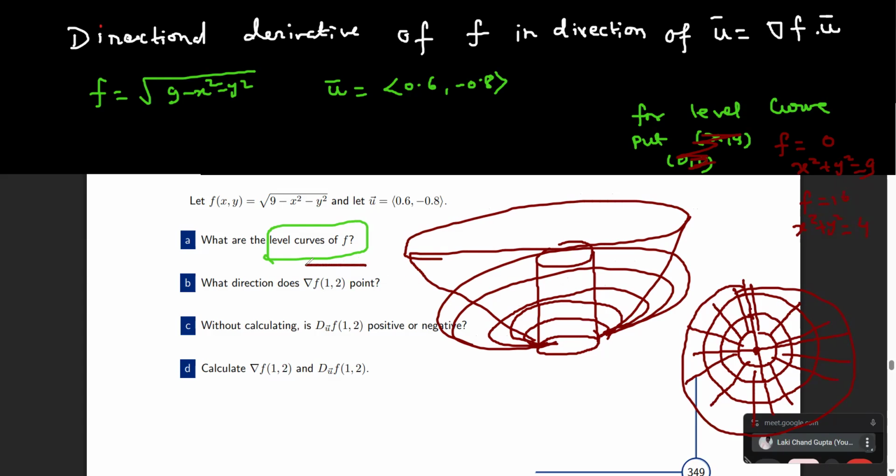Yes. Okay. What direction does f at 1 comma 2 have? So first we find del f, grad f. Grad f is basically what? fx comma fy, right? Because we first have to find fx. Fx is what? Derivative with respect to x.